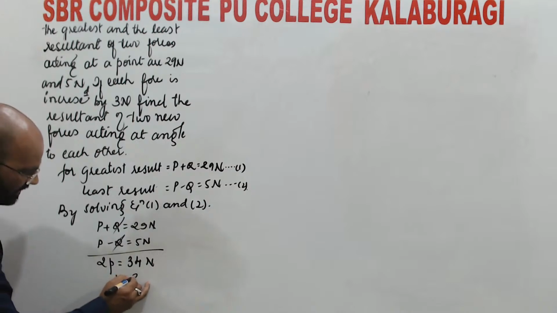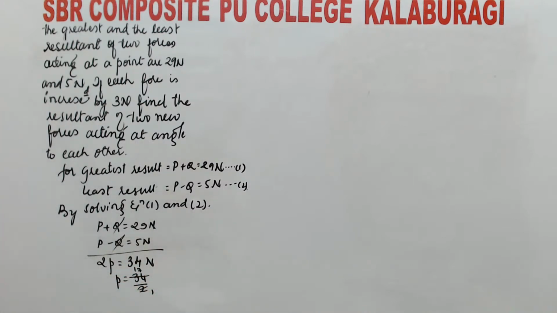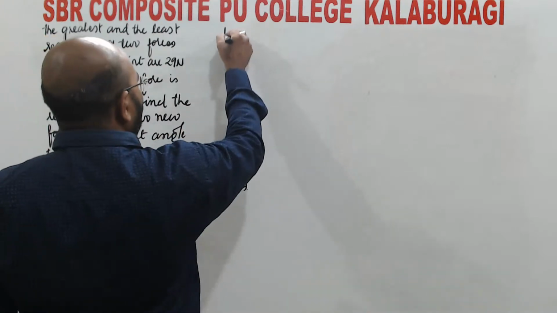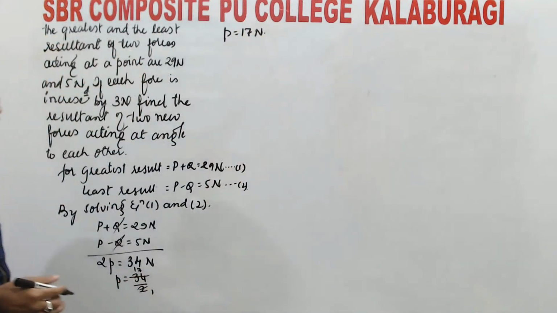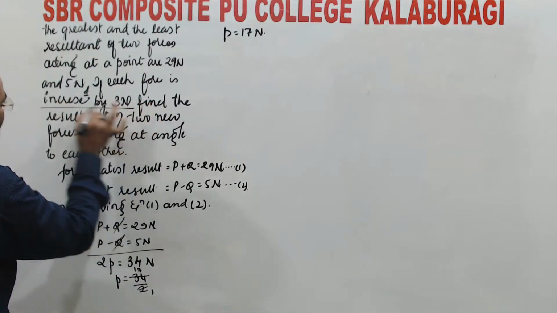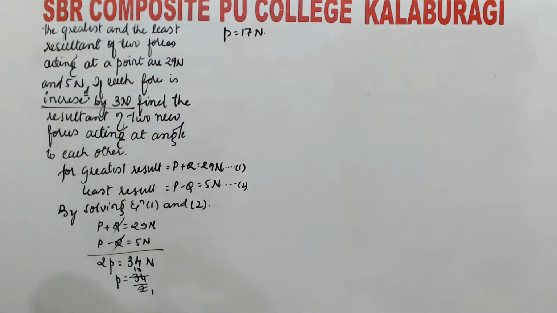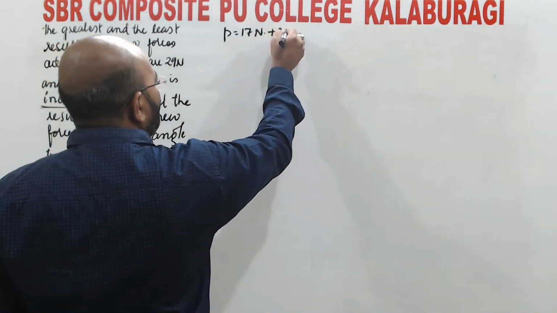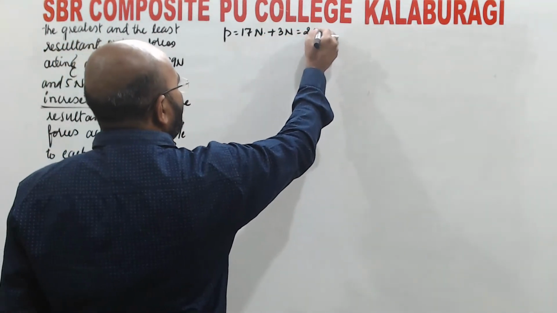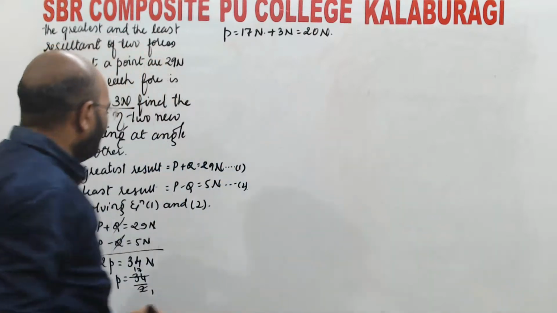P is equal to 34 divided by 2. 2 ones are 2, so remaining 1. 2 sevens are 14. So P is equal to how much do we get? P is equal to 17 Newton. Now you read the question carefully. Each value will be increased by how many Newton? 3 Newton. It means 17 plus 3 Newton is equal to 20 Newton is the new force we get.